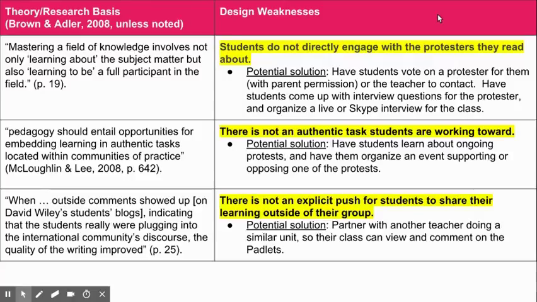These issues could be addressed by organizing a class interview with a protester and partnering with another class in school or through social media to share student work. Another issue raised by McLaughlin and Lee is of embedding learning in authentic tasks. This could be addressed by having students learn about an ongoing protest and having them organize an event supporting or opposing it.